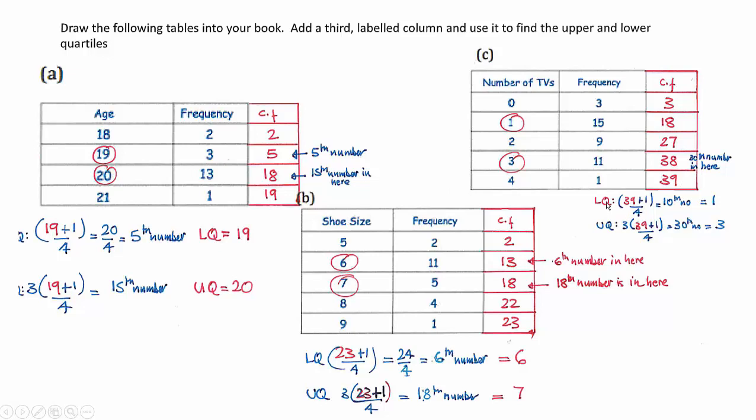Here, the lower quartile is going to be 39, add 1 divided by 4, 10th number. And the 10th number will be in here. And the upper quartile will be 3 lots of that. That's the 30th number, and the 30th number is in here. Up to here, we only counted 27 TVs. When we added these, we're up to 38. So the 30th will be in here, and it's 3 TVs. Lower quartile 1, upper quartile 3.